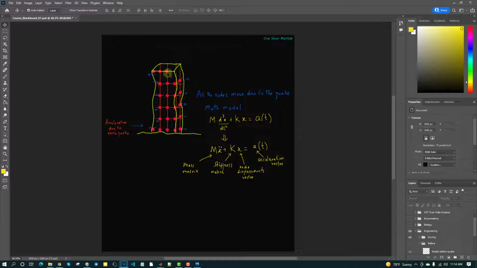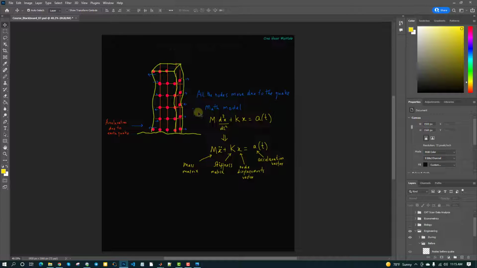and the building is actually modeled as a set of connected masses, masses connected by springs, and we can create a model for this mass and spring system using the second order differential equation, m d square x by dt square plus kx equals a of t, where m is the mass matrix. It is the matrix of all the nodal masses, and x is of course the node displacements, so it contains the displacements for all of these nodes, and k is the stiffness matrix for the springs that are actually connecting these nodal masses, and a is the acceleration vector, that is the input stimulus.